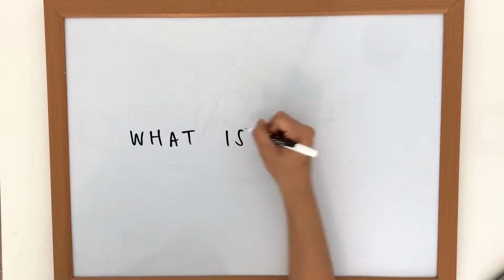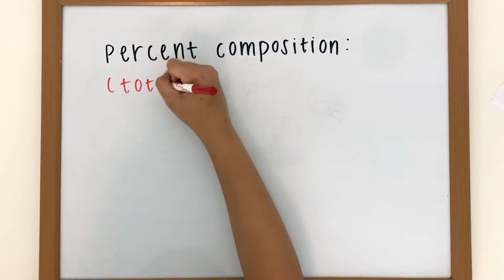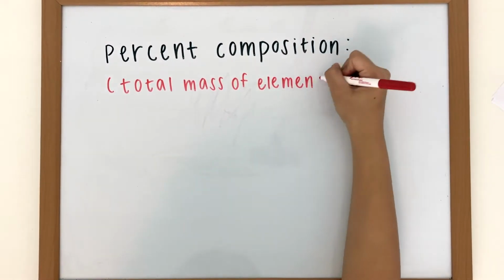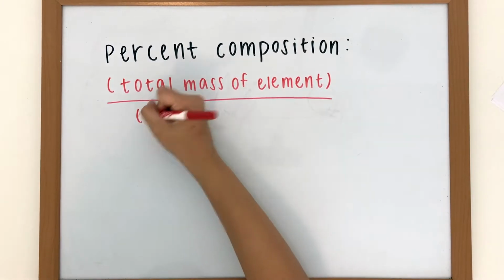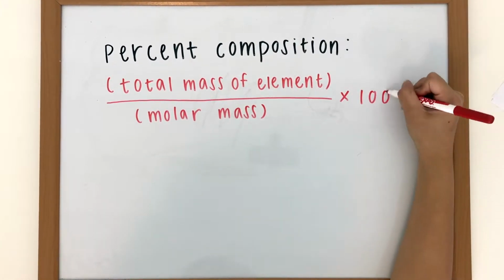Percent composition is essentially the percent of every element in a compound by mass. Now, to solve for percent composition, you take the total mass of an element and divide it by the total molar mass of a compound or molecule and multiply it by 100. Let's see this in action.